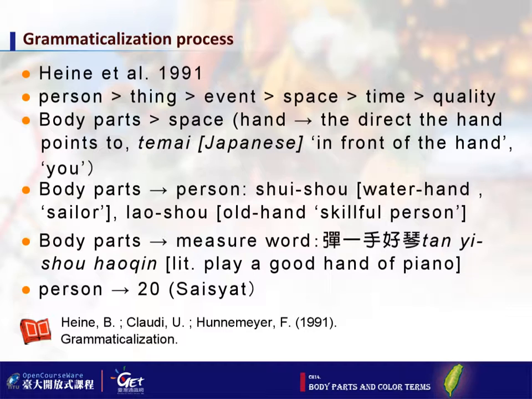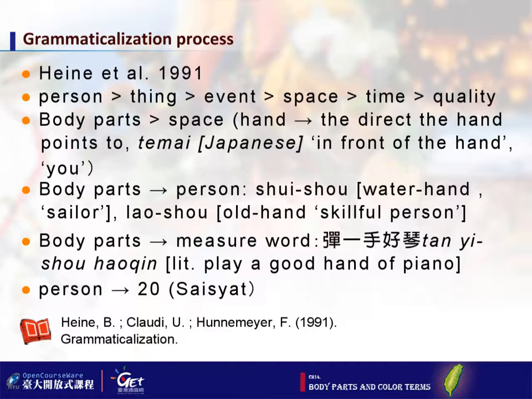Or body parts can refer to a person. That's amply illustrated in Chinese. In Chinese, a lot of hand can refer to a type of person. For example, in Chinese, we say 水手. 水 is water, 手 is hand. So it's water hand. That means a sailor. The sailor is someone who is skillful with water, maybe. And 老手, 老 meaning old, and 手 is hand. So you're referring to someone as 老手, an old hand, saying that somebody is a very skillful person in a particular area.